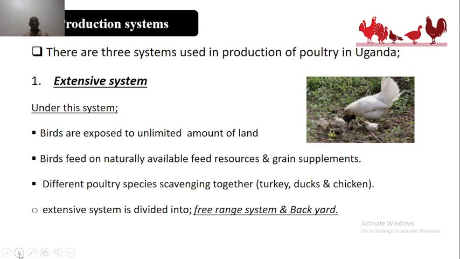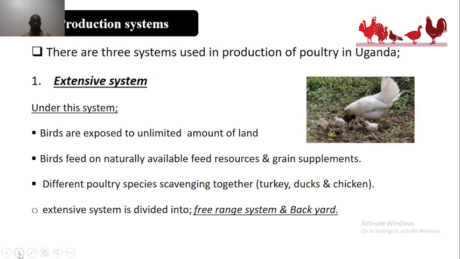We have production systems. In Uganda, we have three production systems that are used while layering these poultry birds. The first one is the extensive system. We have semi-intensive and the intensive. In semi-intensive, it's just free range whereby these birds are exposed to go and roam. They look for their own feeds and water.